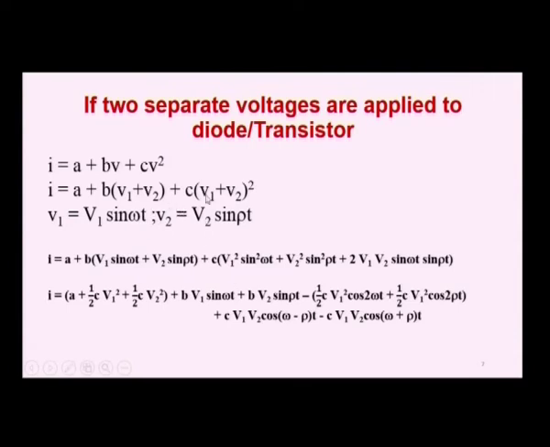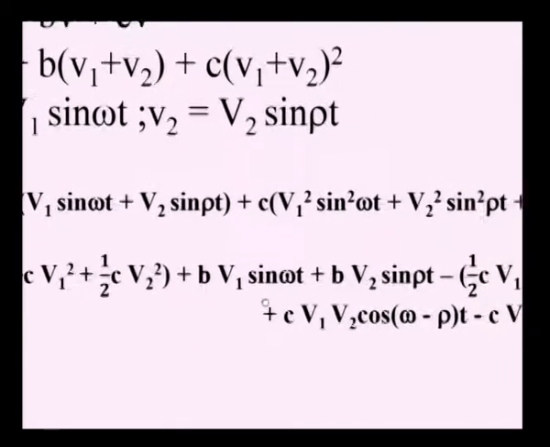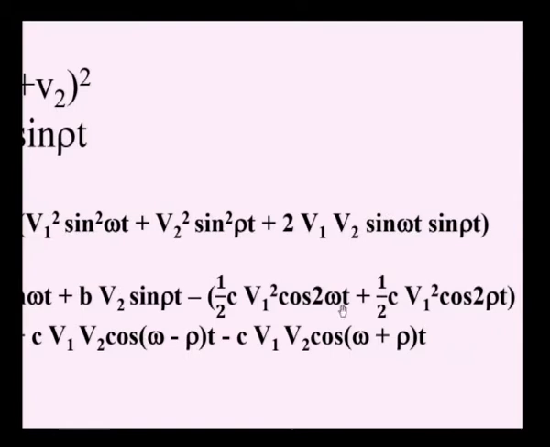After expanding this, V1 plus V2 squared, we have to use the equation (A plus B) whole squared, that is A squared plus B squared plus 2AB. So this is A squared, this is B squared, this is 2AB. After simplifying using trigonometric expressions, replacing sine squared in terms of cos, and the form sine A sine B, this is the final expression. Here we have a constant term, and here we have the signal with frequency omega, and here sine rho, which is due to V2. The frequency gets doubled here, that is 2 omega and 2 rho, and here the difference of the frequencies, and here the sum of the frequencies.